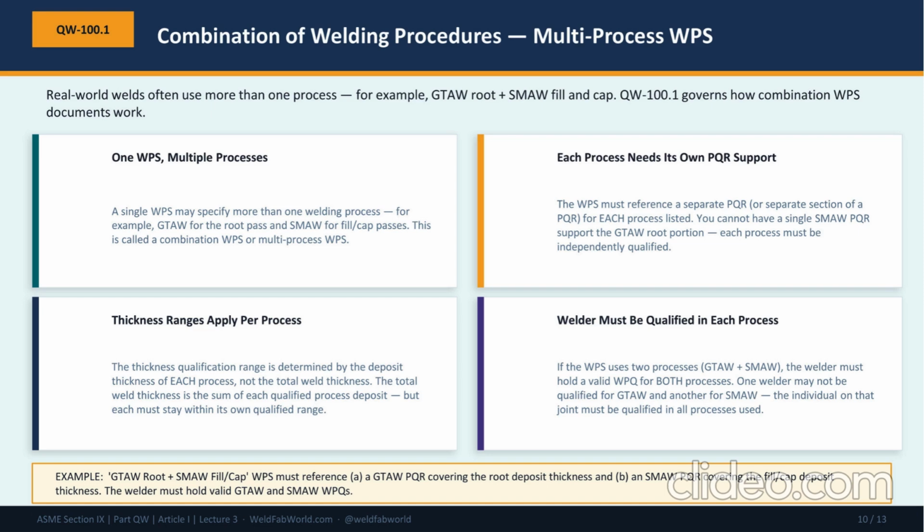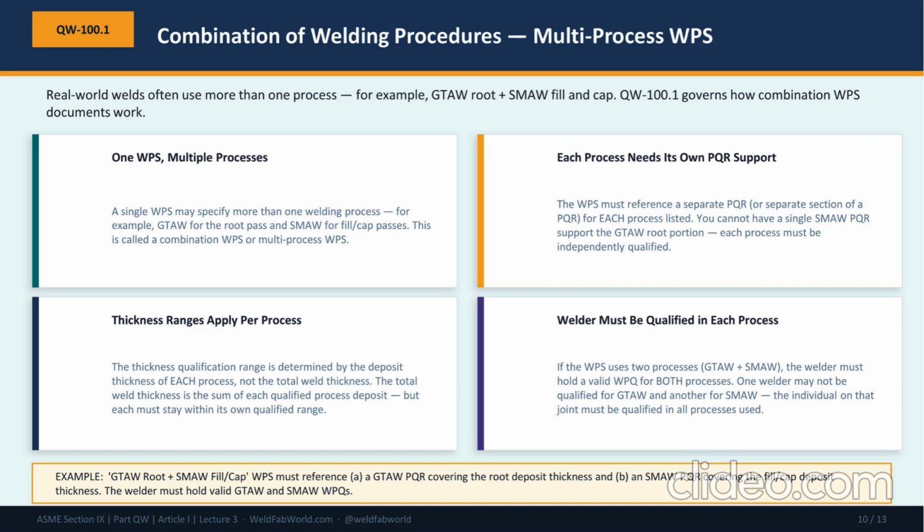Rule 3. Thickness ranges apply per process. The thickness qualification range for a combination WPS is determined by the deposit thickness of each process, not the total joint thickness. Each process must independently fall within its own qualified range. The total weld thickness is the sum of the individual process deposits, but each must be supported by its own PQR for the thickness it contributes.